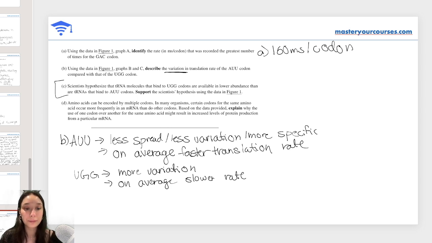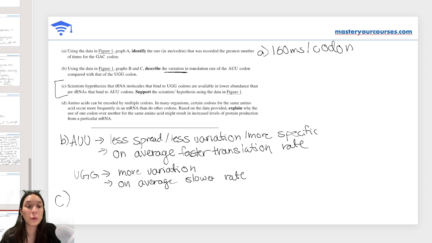They're saying that the UGG codons are available in lower abundance. That tRNAs that code for them are in lower abundance. We know that the tRNAs have to bring the amino acids over to the codon to obviously do translation. So if there are less tRNAs available, it's going to slow down translation, right? It's like doing a project with 5 people versus doing a project with 500 people. If you basically have less workers, it's going to take a lot longer.